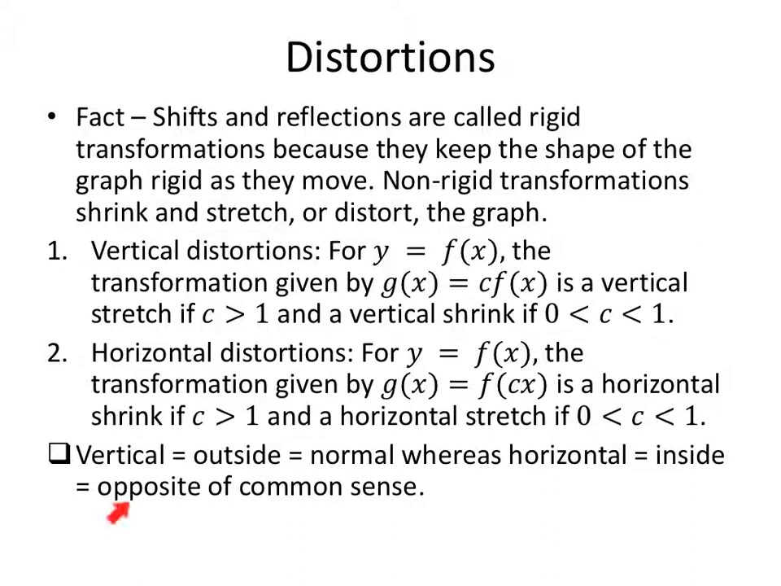I remember it as vertical is always on the outside, and it's always normal, right? The plus c on the outside goes up. The minus c on the outside goes down. It makes sense. Whereas horizontal on the inside is opposite of what I would consider common sense. The x minus c on the inside of the function goes to the right. The x plus c on the inside of the function goes to the left. So we have a little bit of opposite going on when it comes to horizontal versus vertical.